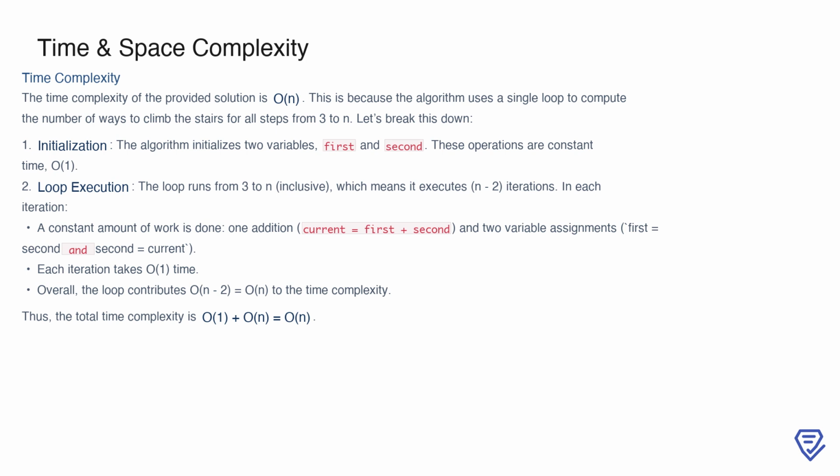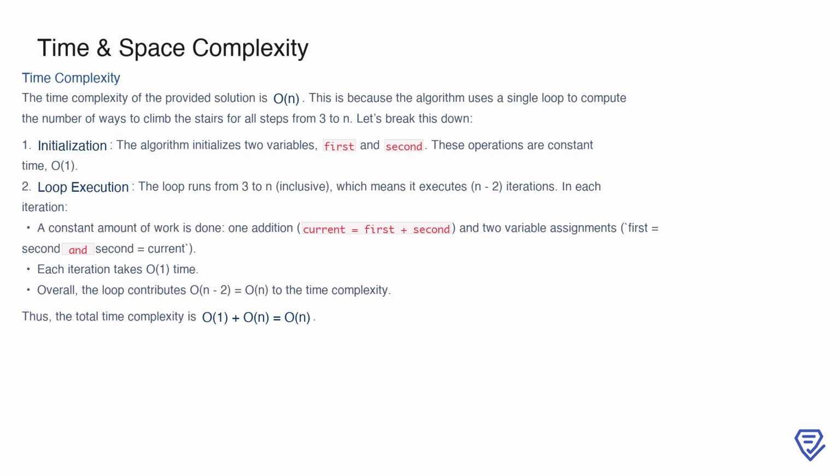The time complexity of this solution is O(n), and here's why. The algorithm uses a single loop to calculate the number of ways to climb the stairs from step 3 up to step n. First, we initialize two variables, first and second, which takes constant time, or O(1). Then, the loop runs exactly n-2 times, from step 3 to step n.